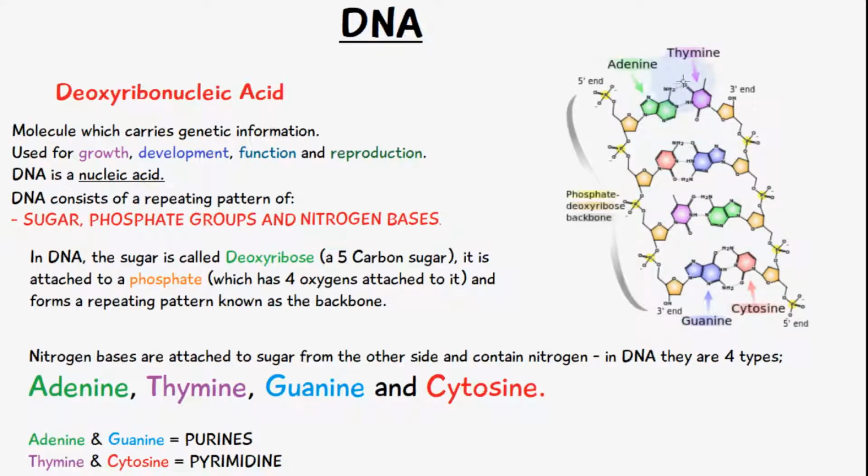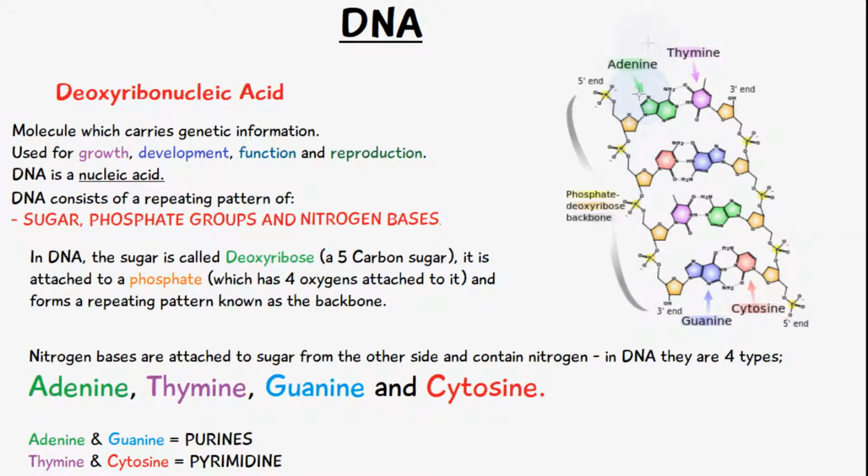So in DNA, the sugar is called deoxyribose. It's a 5-carbon sugar. It's attached onto this phosphate group here, and the phosphate has 4 oxygens attached to it, and then this basically forms the backbone of DNA. So it forms like one strand of DNA. And then you have this repeating pattern of the sugar and the phosphate groups, which basically forms like a backbone.